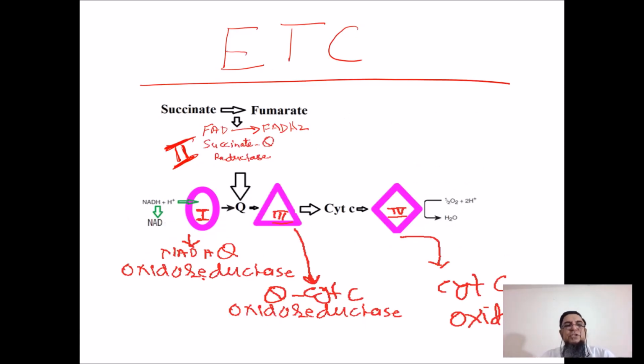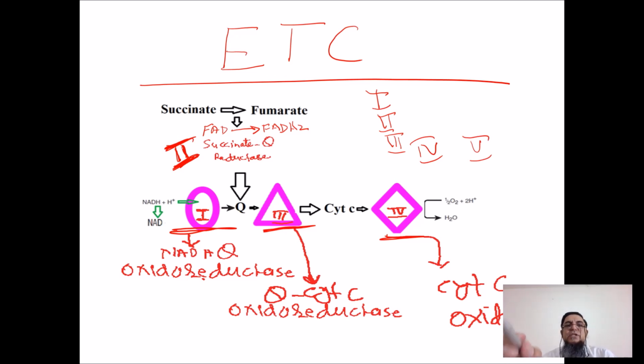What is the electron transport chain? First of all, we will see the complexes of the electron transport chain. We have 4 complexes basically in the electron transport chain: complex 1, complex 2, complex 3, and complex 4. The fifth complex is ATP synthase.